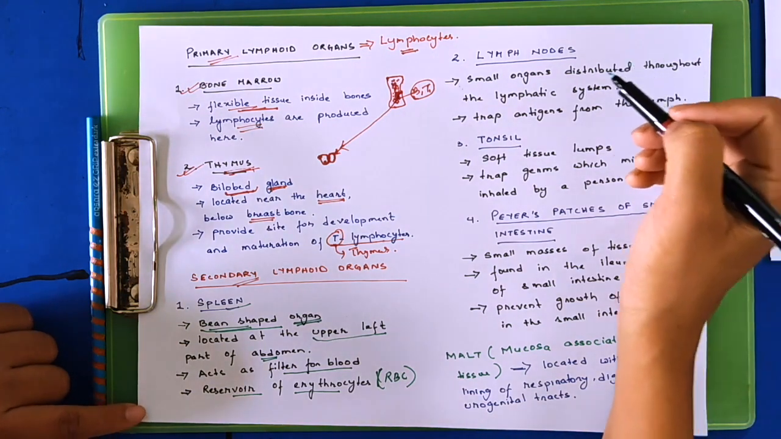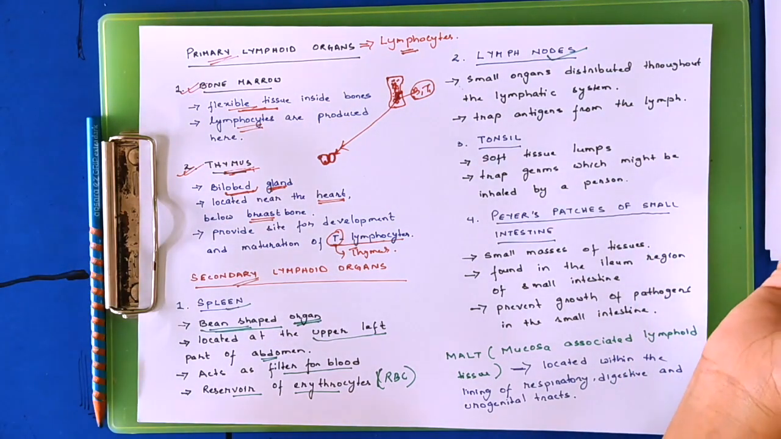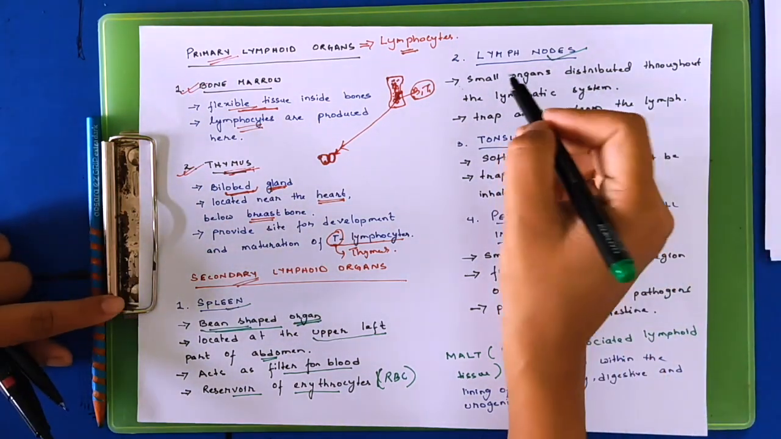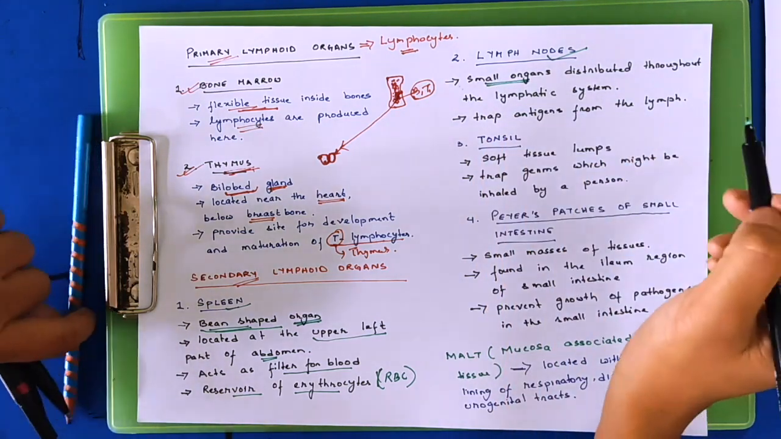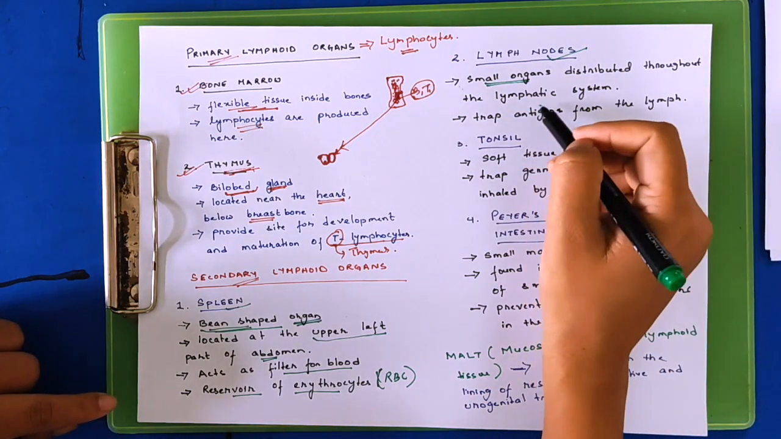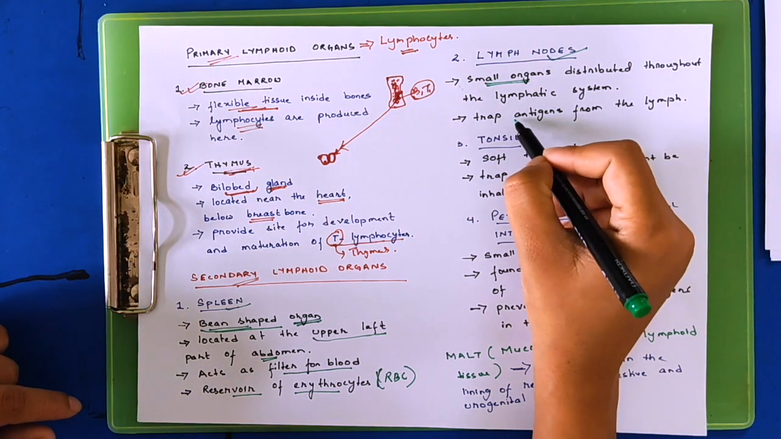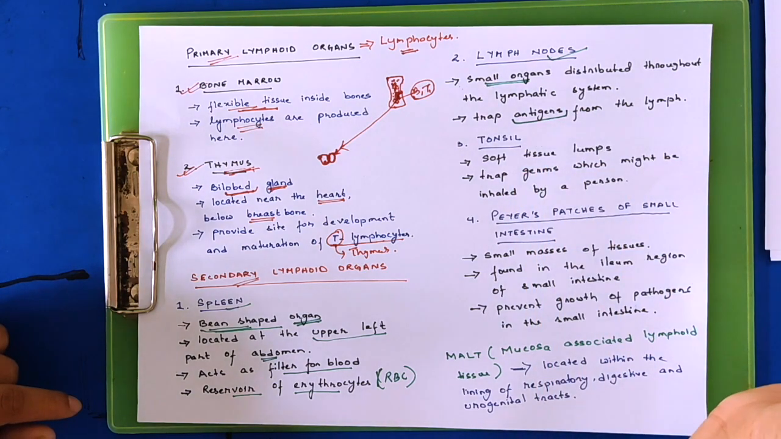Next among the secondary lymphoid organs are the lymph nodes. Lymph nodes are small organs that are present throughout our body, distributed throughout the lymphatic system, in the genital area region, in the throat region, in the breast region. Their function is that they help in trapping foreign particles or antigens.